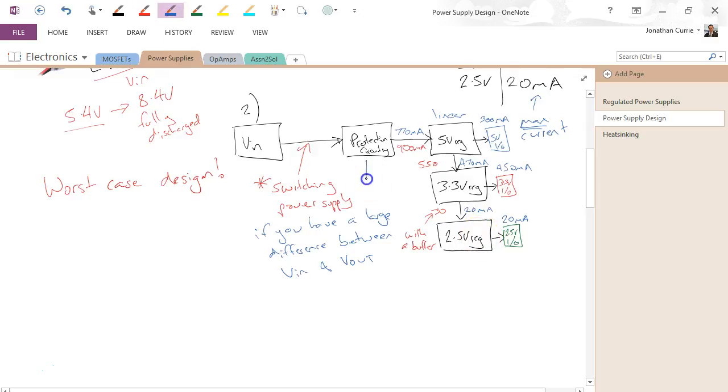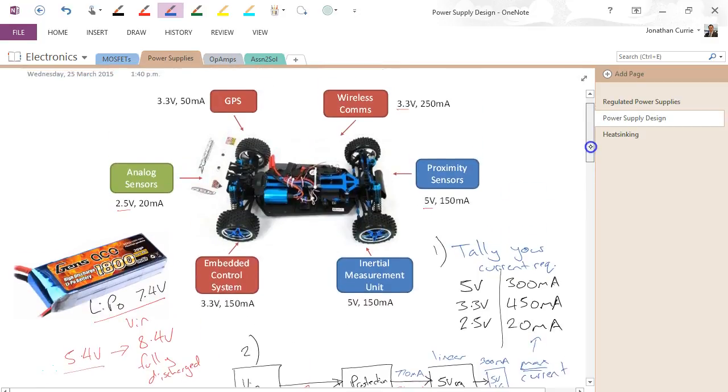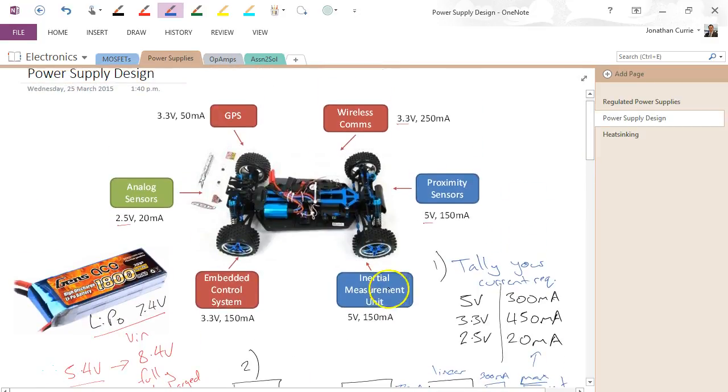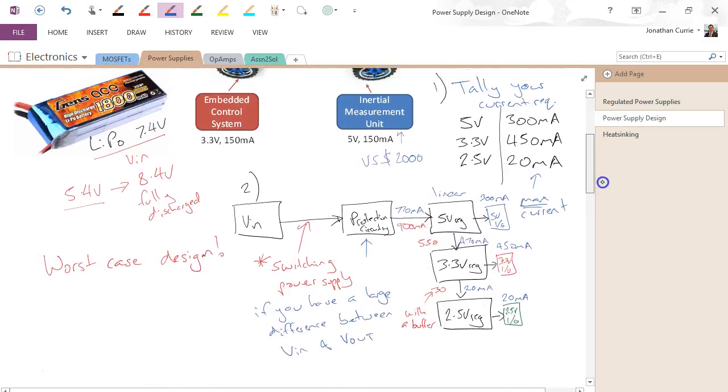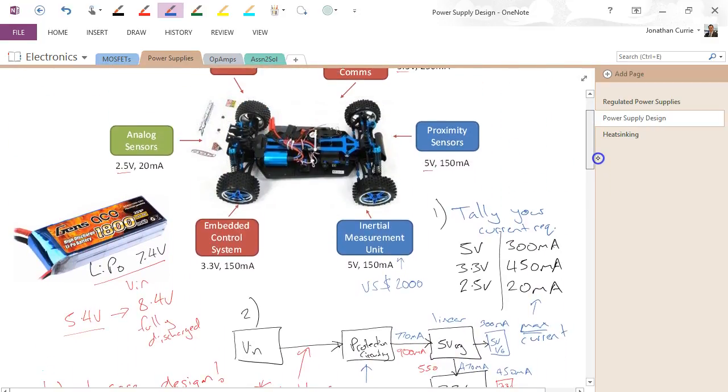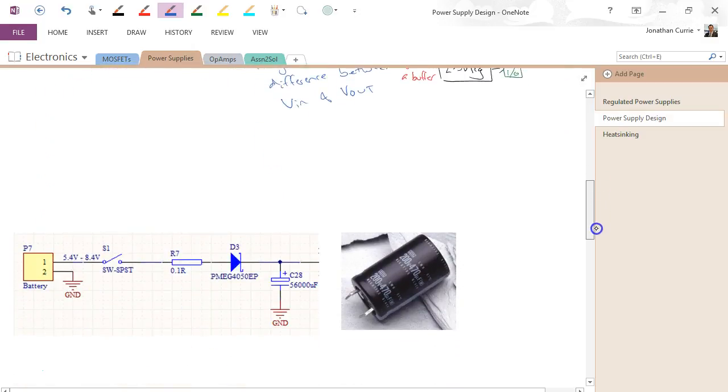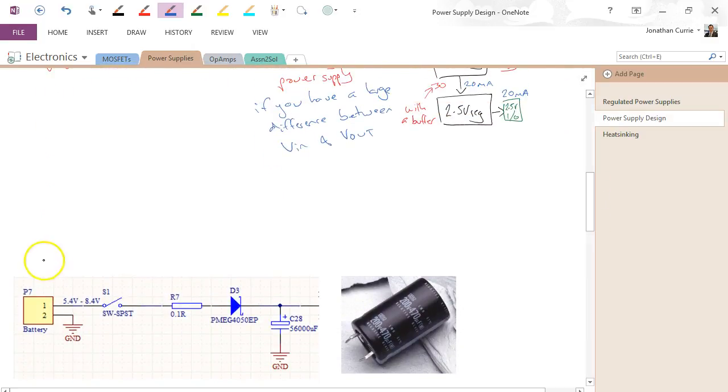What I want to look at next is what do we need in terms of protection circuitry. Now, it just so happened in this particular example that this IMU here was worth about $2,000 US. So we very much do not want to blow that up. We want to make sure that this circuit is as safe as it can be for powering those devices. So the first thing I want to look at is under voltage protection.